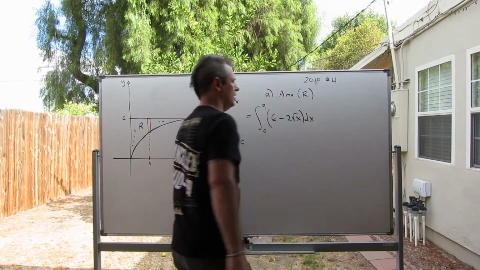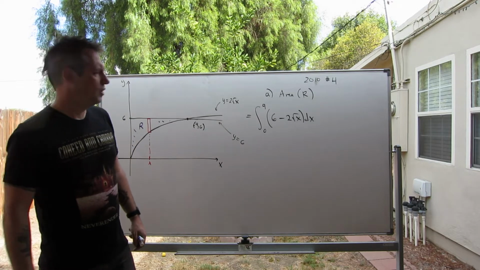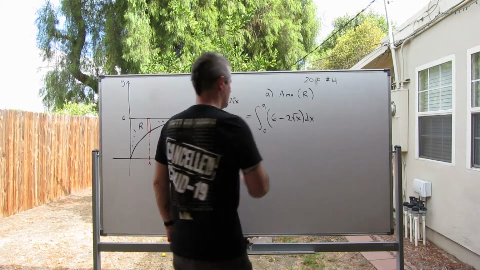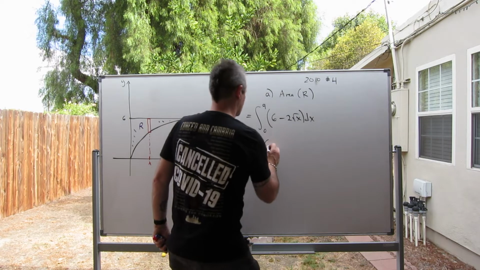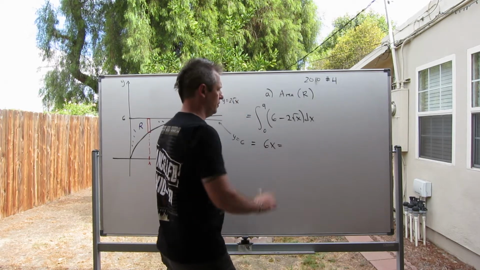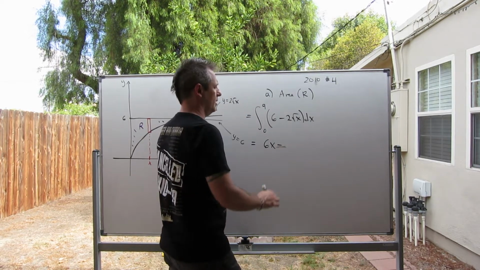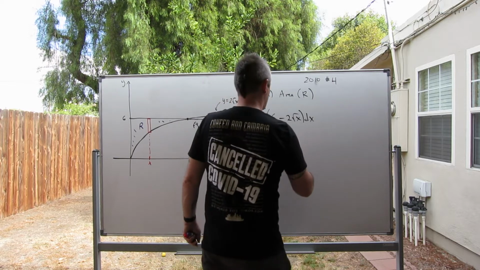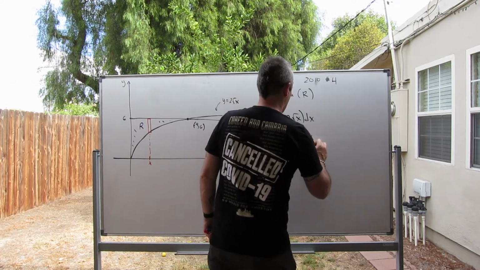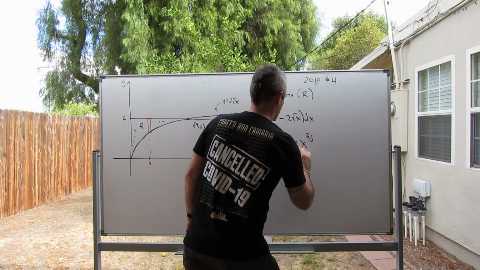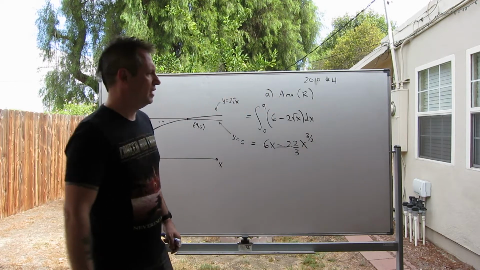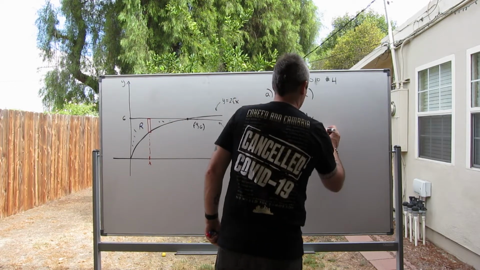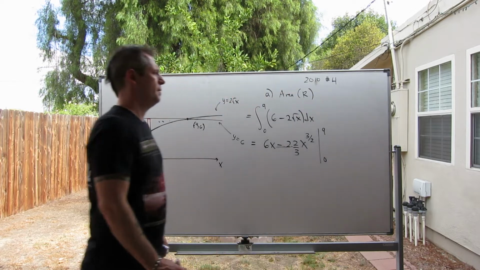dx. And now we simply have to compute this integral, which shouldn't be too hard. This is the integral. The antiderivative of 6 is 6x. The antiderivative of 2 times x to the 1/2 is 2 times x to the 3/2, and then I guess I need a 2/3 down here to cancel, and I'm going from 9 down to 0.